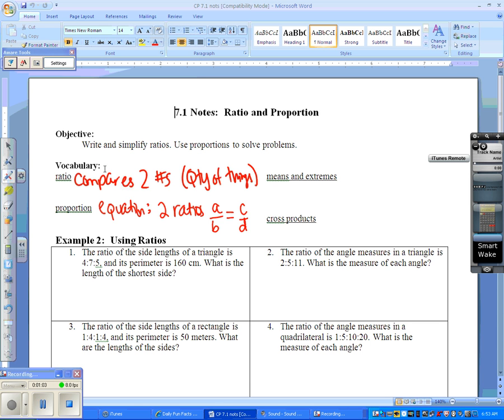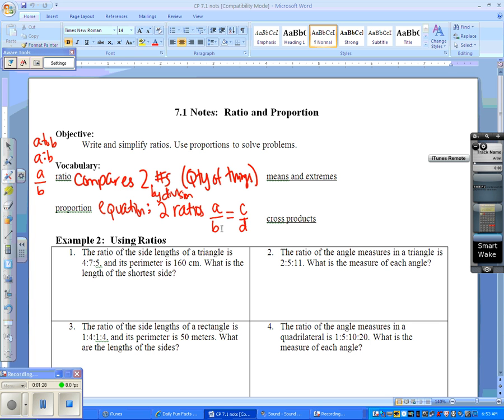Going back just a little bit, when I say a ratio compares two numbers, it compares two numbers by division. And that's kind of important. So for example, you could write it as a fraction. You could write it with a colon. Or you can write it with the words A to B. Those are the three ways to write ratios. And then when you set two ratios equal to each other, that's called a proportion.